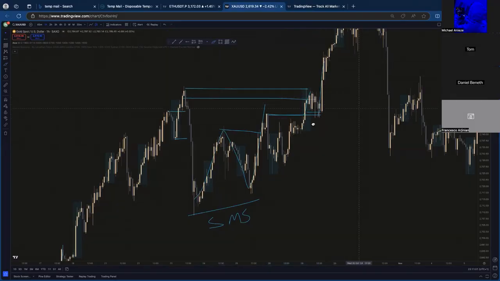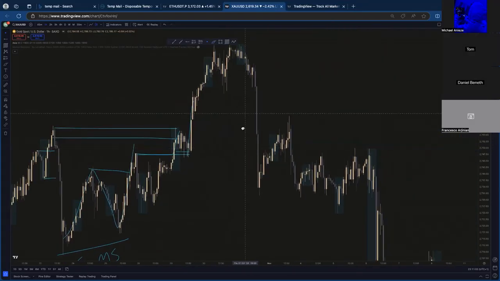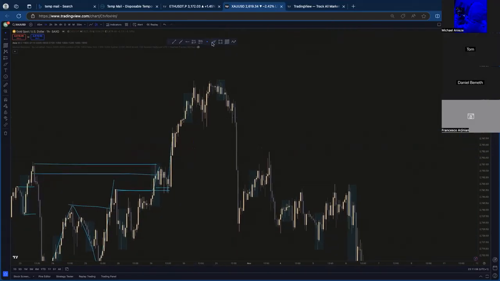Bam, to the upside, right? So this was it. And still here, price still did what? Created a failure swing right here before even dropping.